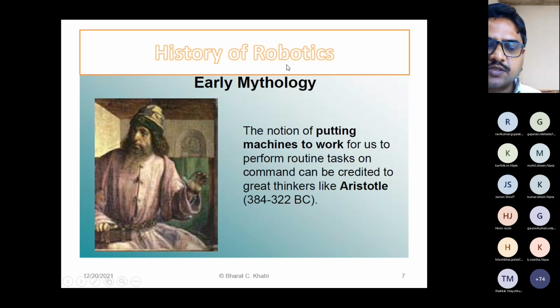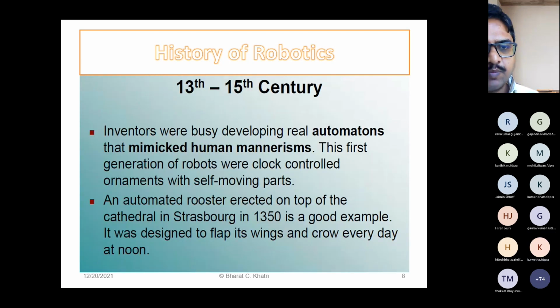History of robotics. We will discuss the history of robotics quickly. The first idea came to the mind of Aristotle in 384 BC, about putting machines to work for us, performing routine tasks based on commands. That was thought by Aristotle. A lot of people discussed it in the 13th and 15th centuries. They discussed mimicry and human mannerisms, right?